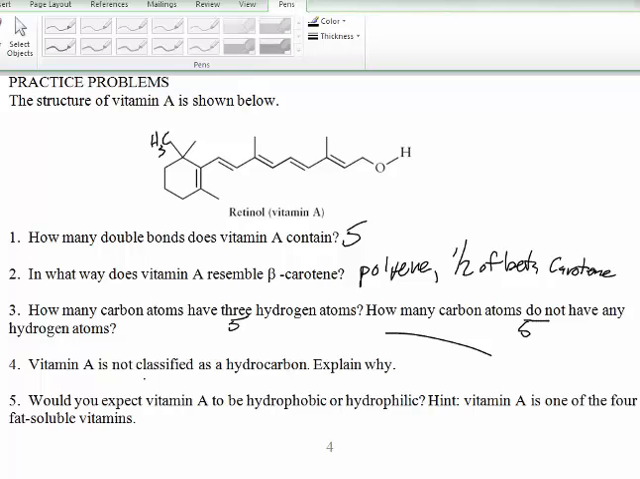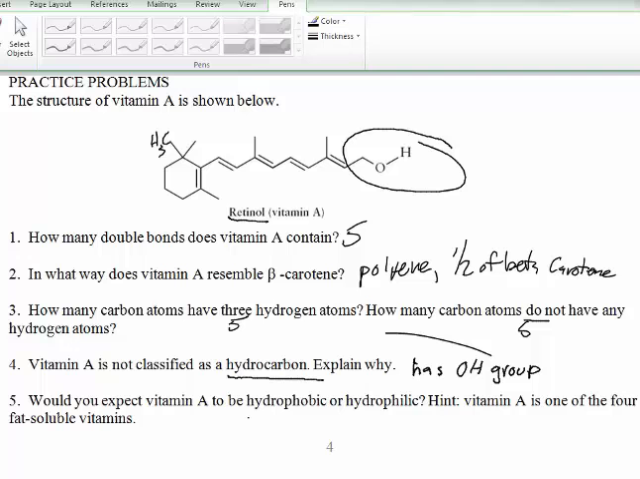Vitamin A is not specifically classified as a hydrocarbon. Why? Well, it has an OH group. So right here, it has an OH group. That makes it not technically a hydrocarbon. We can say that the rest of the molecule here is a hydrocarbon. It has hydrocarbon character because there's only C's and H's. But technically, the entire retinol is not a hydrocarbon.